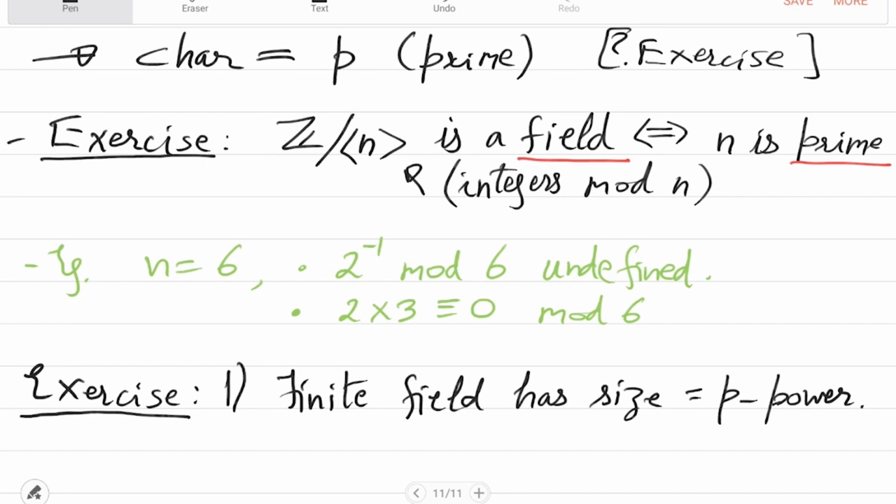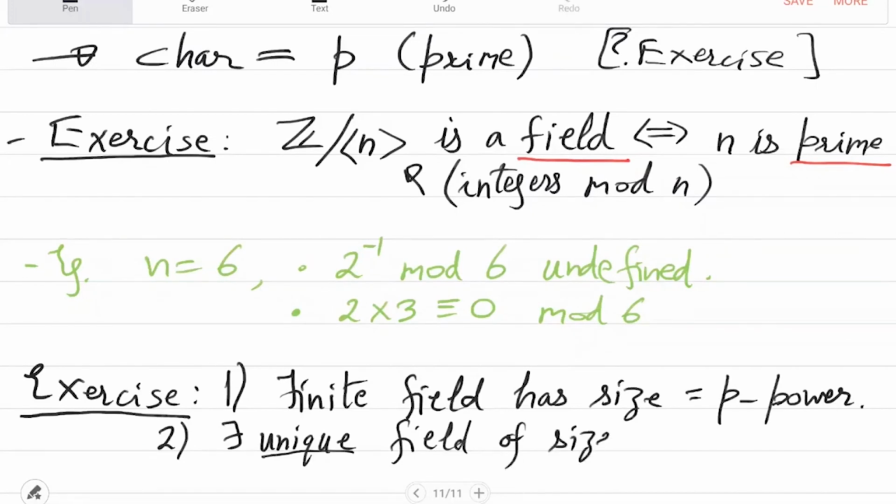Okay, so these exist, and also importantly, these are unique. So there exists a unique field of size p to the d, and this unique field we will denote by Fp to the d. So one construction of this Fp to the d is just Fp[x] modulo a degree d irreducible.